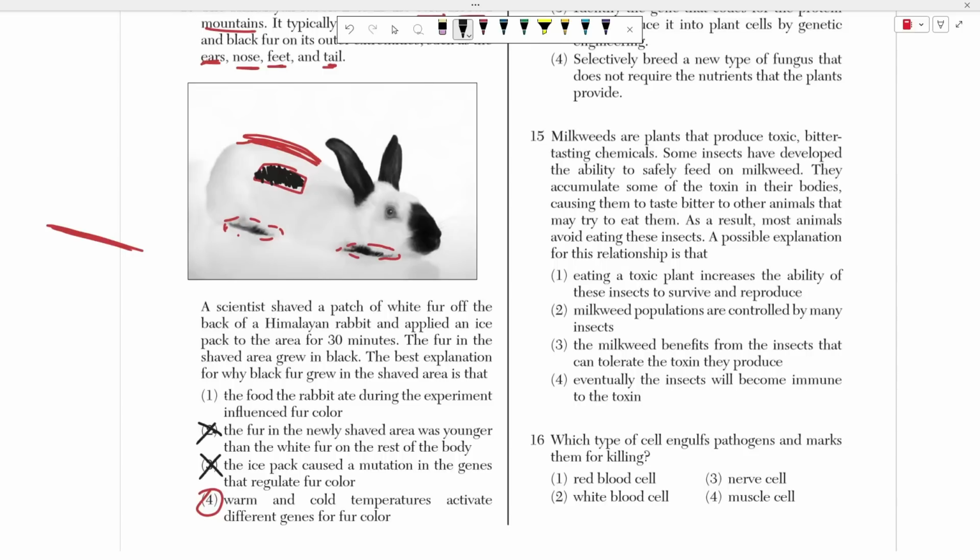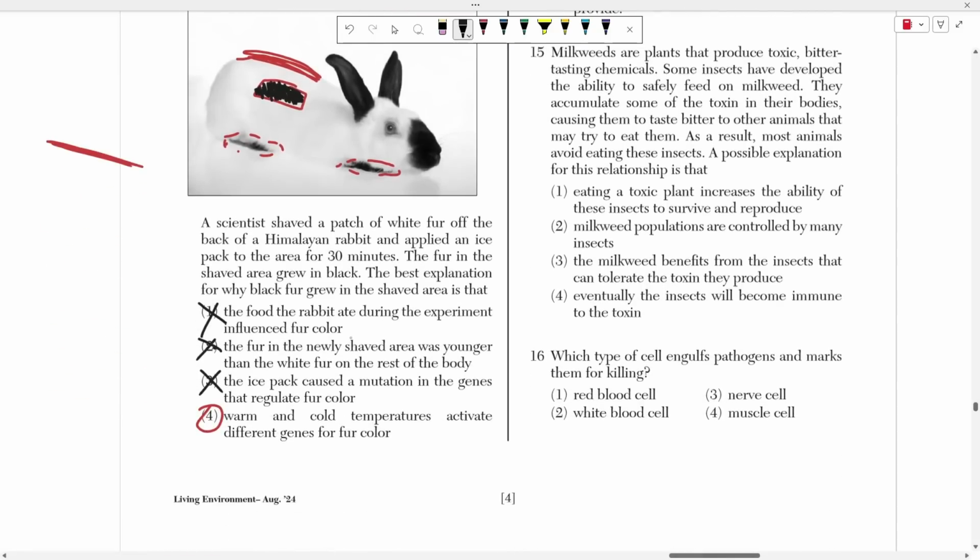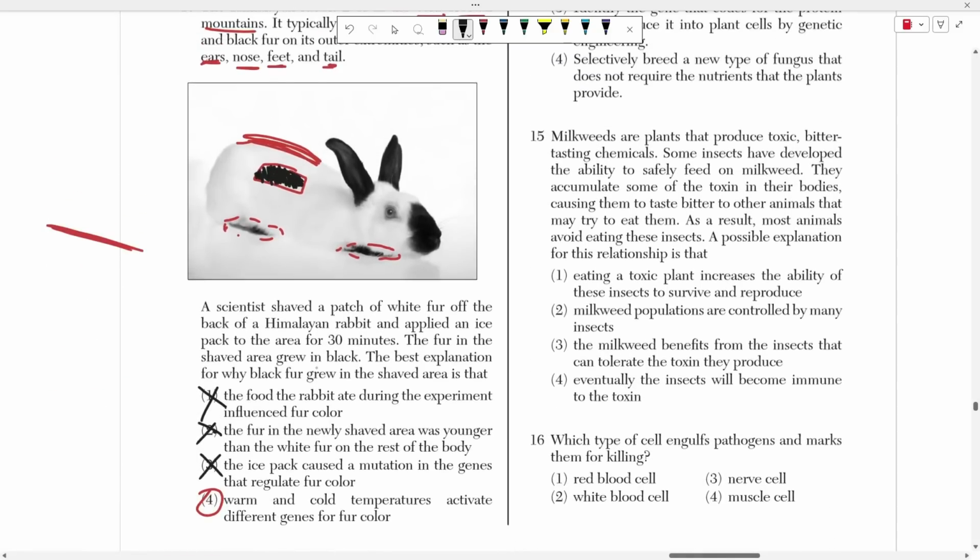All right. Choice 1, the food that the rabbit ate during the experiment influenced the color. They talked nothing about the fur color. Okay. Also, the rabbit is born without fur and then grows its fur over time. So if choice 2 had to be correct, then the entire rabbit would either have to be black or white. Okay, so time has nothing to do with the change in color, right? All of the fur is grown at the same time, so all of the fur should be the same color if time had an impact on the color of the fur.